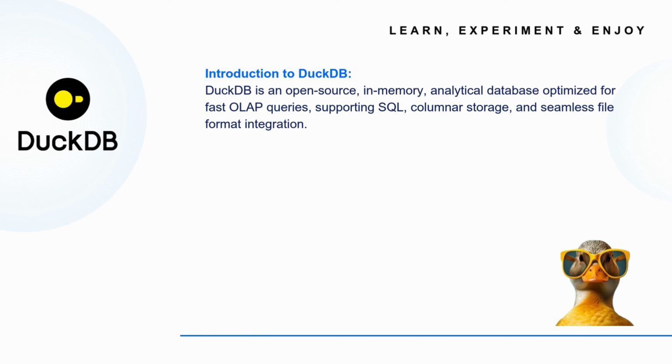Let me highlight some key features that make DuckDB stand out. DuckDB offers in-memory processing with the ability to scale beyond available RAM. It uses a columnar storage format optimized for analytical queries. It supports SQL with rich analytical functions. It provides vectorized query execution for lightning-fast performance.